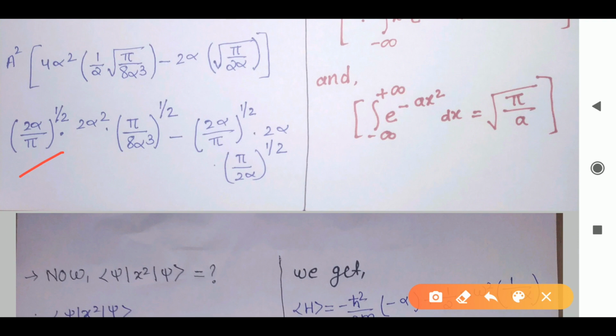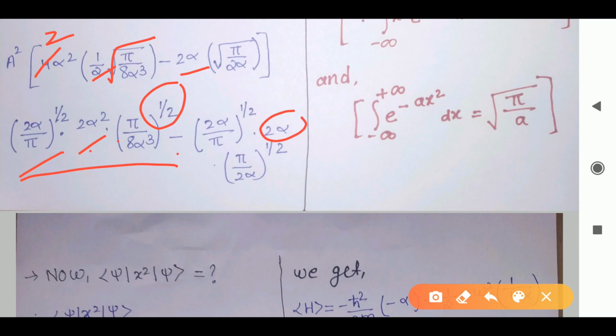Okay, clear? Now this 2 will be cancelled by this 4, so here we will get 2. So here 2 alpha square. Now this pi upon 8 alpha cube, this root I can take right here as a half. Okay, so this step understood. Now here minus 2 alpha I have written. Okay, this a square will be multiplied to both terms, right? So here I have written alpha square a square value.